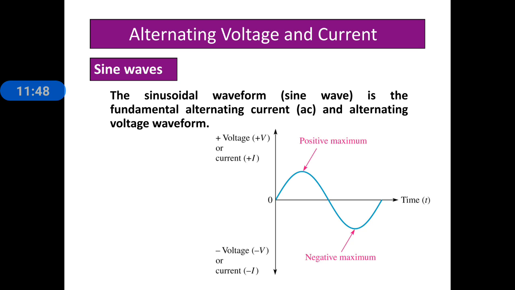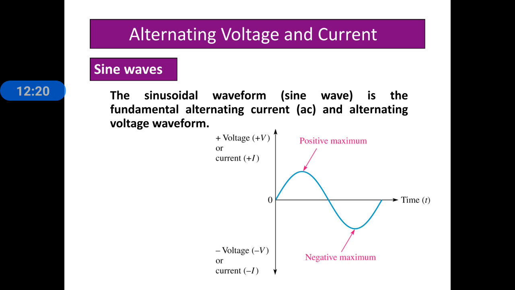Now, alternating voltage and current. In the generator or alternator, an alternating voltage or EMF is generated. When the generator voltage or EMF is connected to the load, current is also produced. Whenever the voltage is maximum, the current is also maximum. As the voltage decreases, the current also decreases. When the voltage is 0, the current is also 0. So the current and voltage waveforms are the same.